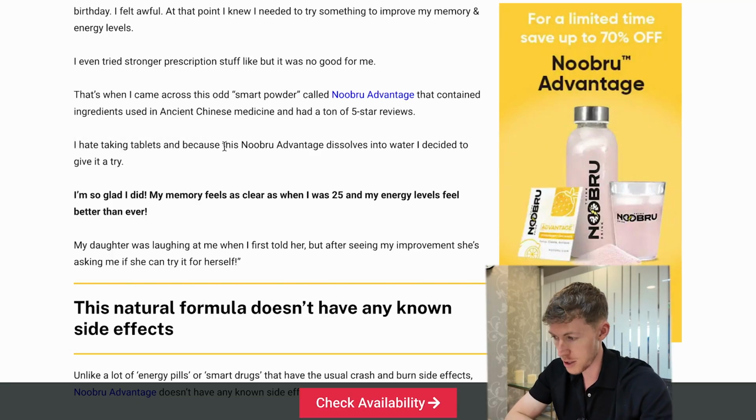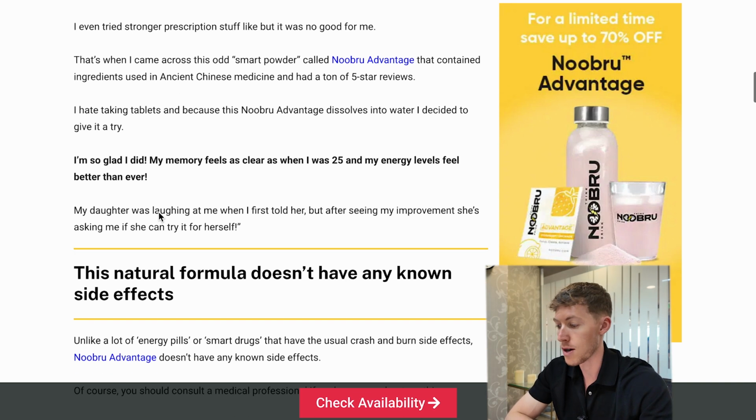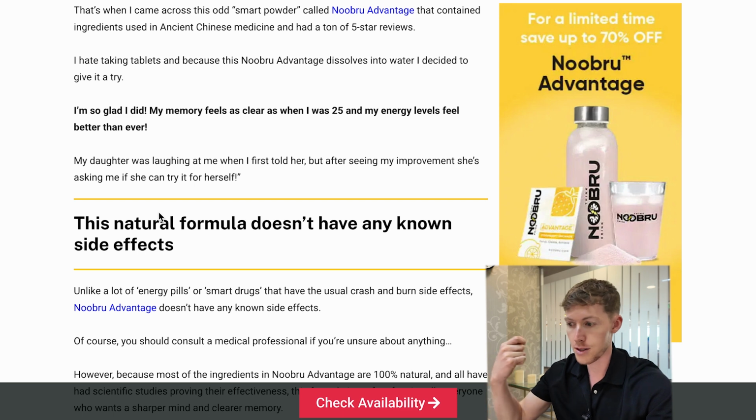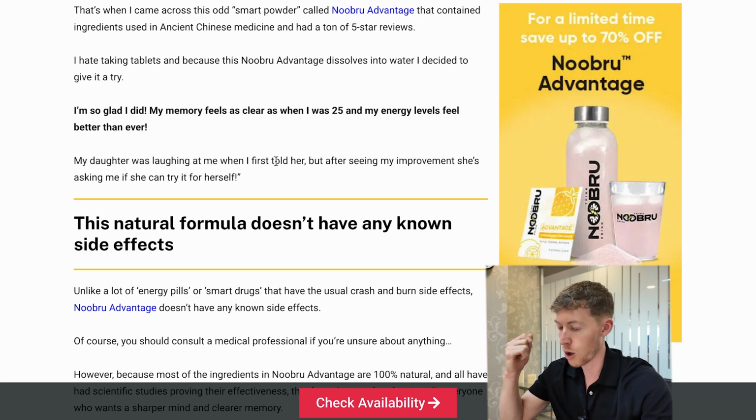I hate taking tablets, and because this Noobru Advantage is dissolved in water, I decided to give it a try. I'm so glad I did. My memory feels as clear as when I was 25, and energy levels feel better than ever, right? So the result, we're talking about future pacing, the desired outcome. My daughter was laughing at me when I first told her that I was seeing my improvement. She's asking me if she could try it for herself, right?